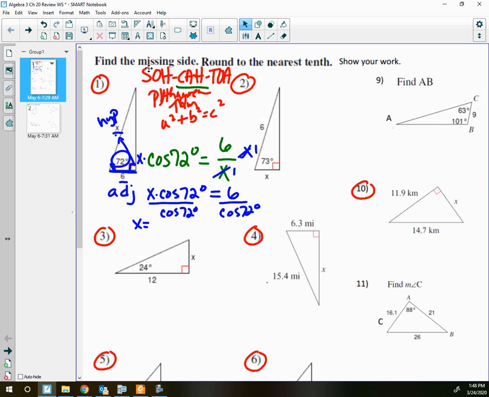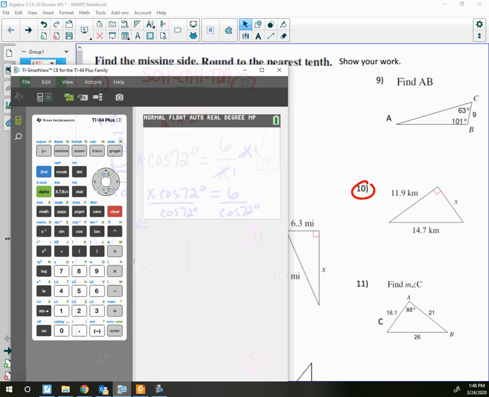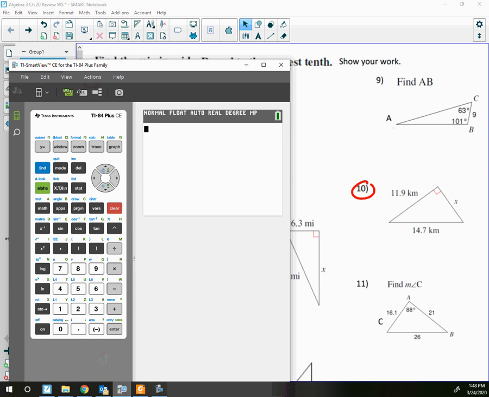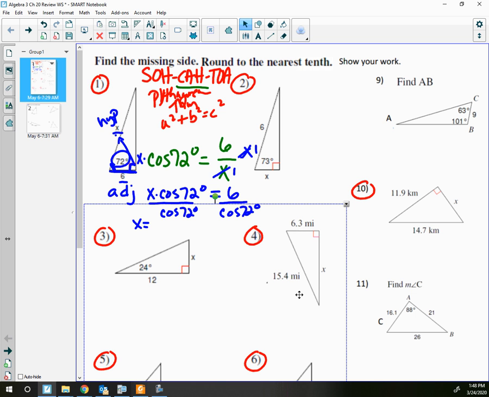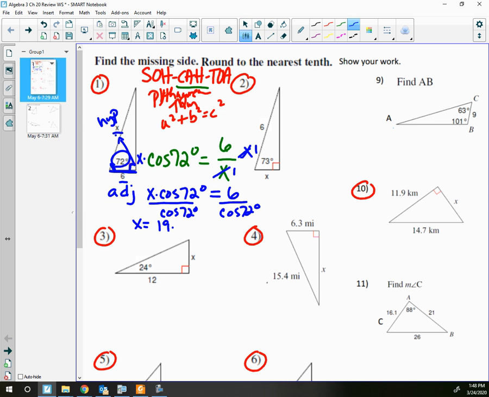So go ahead and pause the video here. What mode should your calculator be in? Well, all of these we should be in degrees because we are calculating a degree mode thing. So 6 divided by the cosine of 72 degrees gives us 19.4. So this x, this other side of the triangle here, is 19.4. That's the hypotenuse.